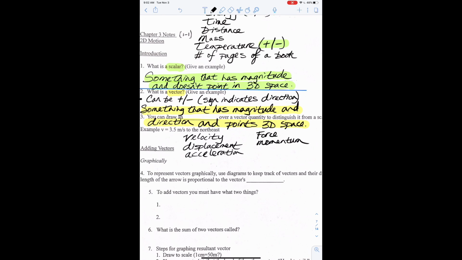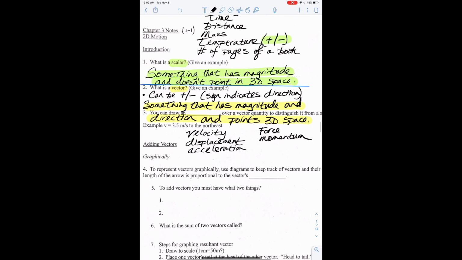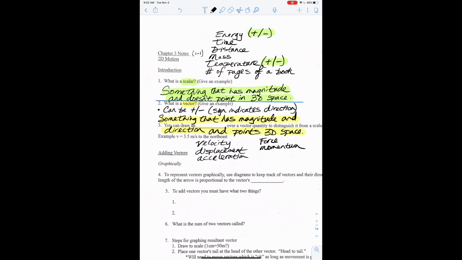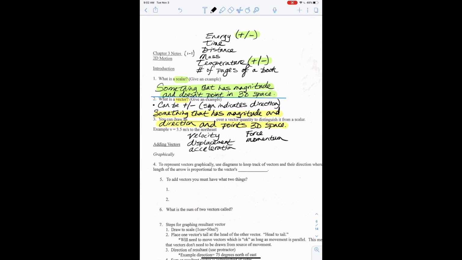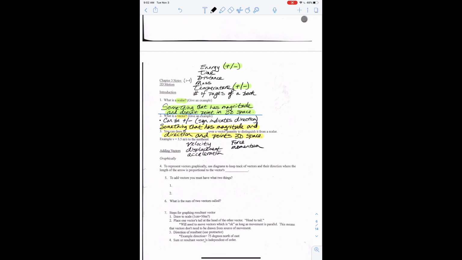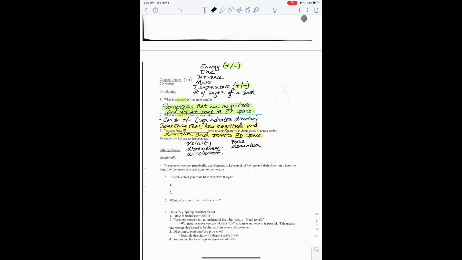Okay, so let's go ahead and answer this next one. It says for number 3, you can draw a blank over a vector quantity to distinguish it from a scalar. And this is a vector hat or an arrow. So we have a vector hat or arrow will look like this.